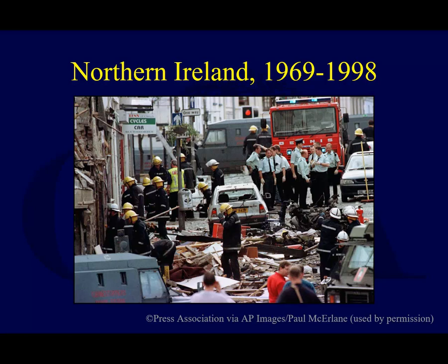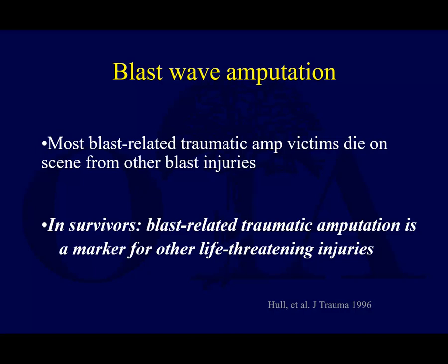So blast wave amputations, this is data from the experience in Northern Ireland. Most blast-related amputation victims die on the scene from other blast injuries, but in the survivors, if you have blast-related traumatic amputation, it's a marker for other life-threatening injuries. In this experience reported, there were 52 blast-related traumatic amputations and only 9 survived.